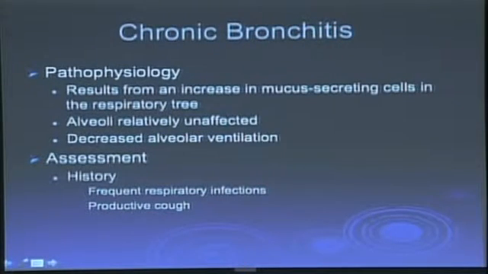Chronic bronchitis results from an increase in mucus secreting cells in the respiratory tree. That's a response to noxious stimulation, whether it's from cigarette smoking or whatever. The alveoli themselves are relatively unaffected. Now you can have both. You can get the double whammy, chronic bronchitis and emphysema together. There is, however, decreased alveolar ventilation because of the increase in mucus secreting cells and the narrowing of the bronchi.